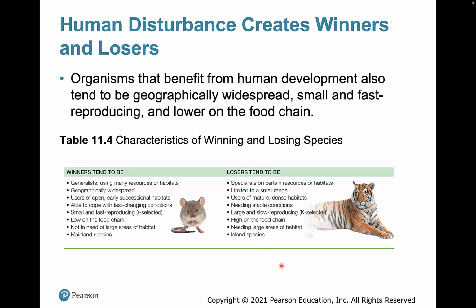So if we take a look at this, your winners, like the mouse, are going to be lower on the food chain. Generalists are selected type 3, quick reproducing. They don't need a lot of large habitat, okay? And they're really flexible. Your losers tend to be the K-selected, the type 1. Tigers, lions, elephants, organisms that need mature, dense habitat, okay? They're really specialized in their habitats, okay? Humans are type 1, but we have the ability to engineer our environments in a way that no other organism on the planet does.